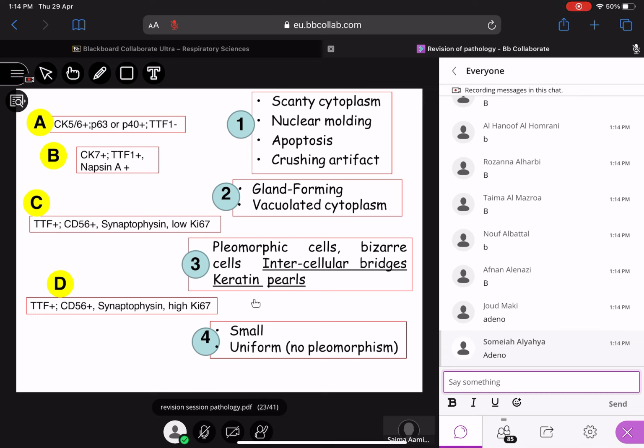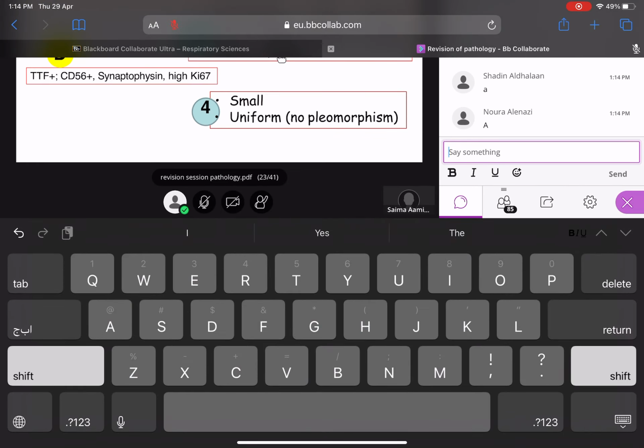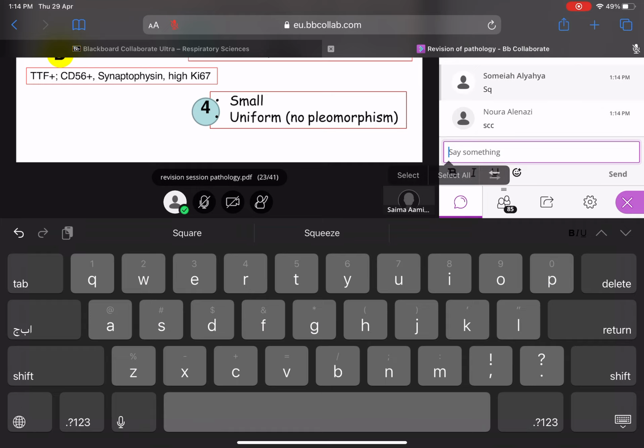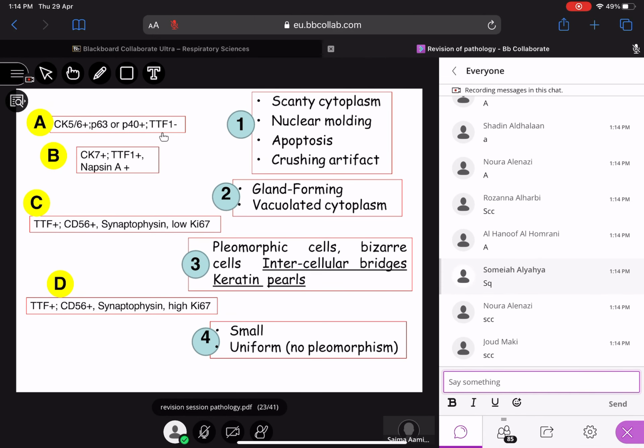It is adenocarcinoma. Number 3: pleomorphic cells, bizarre intercellular bridges, keratin pearls. A. Okay, I would go for A. Okay, very good. You have cytokeratin P5 or 6 positive, P63 or P40, same thing, positive, and TTF1 is negative. Very important thing. Diagnosis is squamous cell. Very good.